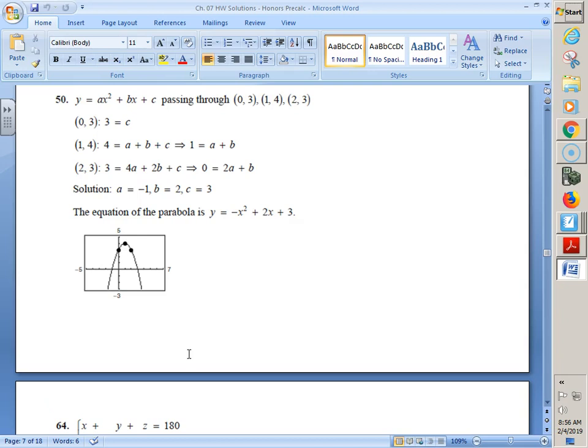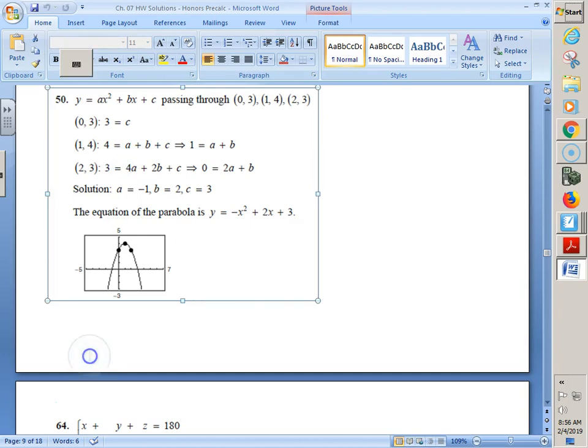Did you guys realize how to set up the system? They gave us 3 points, and weren't each of these X's and Y's? So once you had the X's and Y's, you needed to come to your equation and plug in X is 0, Y is 3. When you plug in X is 0, Y is 3, you end up just with C equals 3. When you plug in X is 1 and Y is 4, you end up with this equation. And then when you plug in the last one, 2 and 3, you end up with this equation.